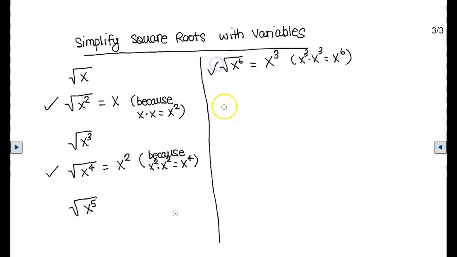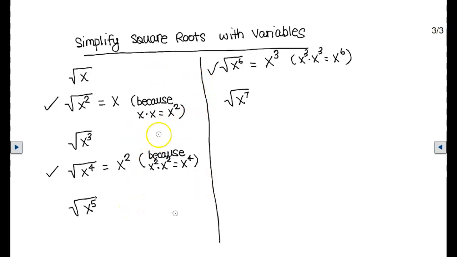So that one we can do. Square root of x to the 7th. What can I multiply times itself to get x to the 7th? There is nothing. I could do x to the 1st times x to the 6th, x to the 2nd times x to the 5th, x to the 3rd times x to the 4th, but there is nothing I can multiply times itself to get that.